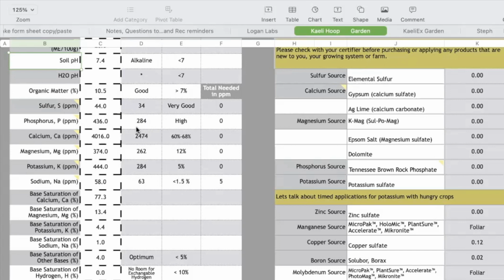So phosphorus, you're high. You're not way off the charts high, but you are high on phosphorus. Phosphorus is one of those elements that I try to caution against letting get too out of control or too high, because you will potentially run into issues with mycorrhizal fungi being able to build associations with your plants.